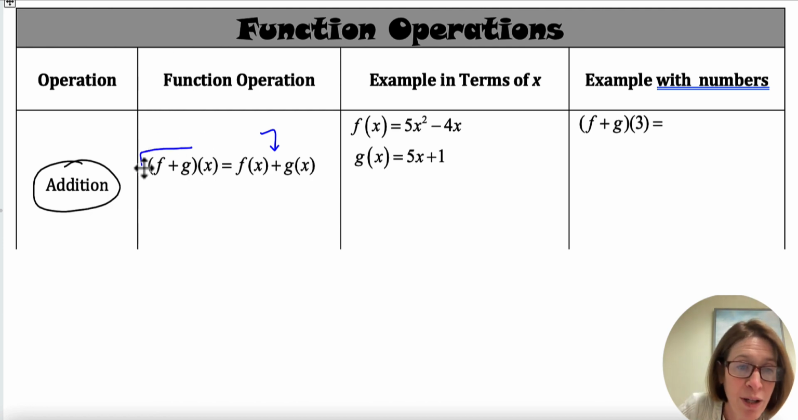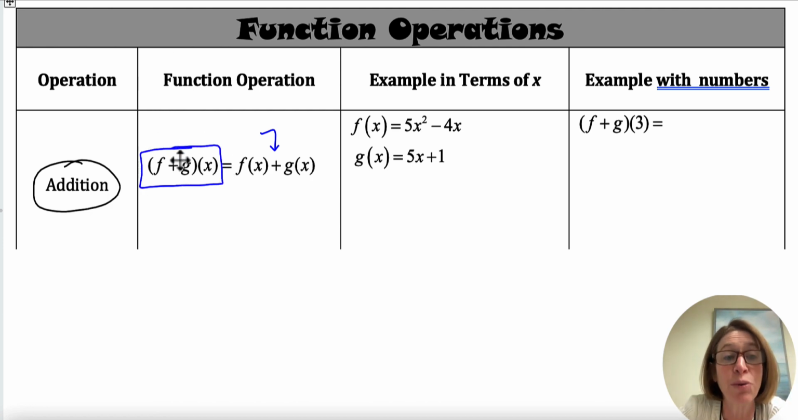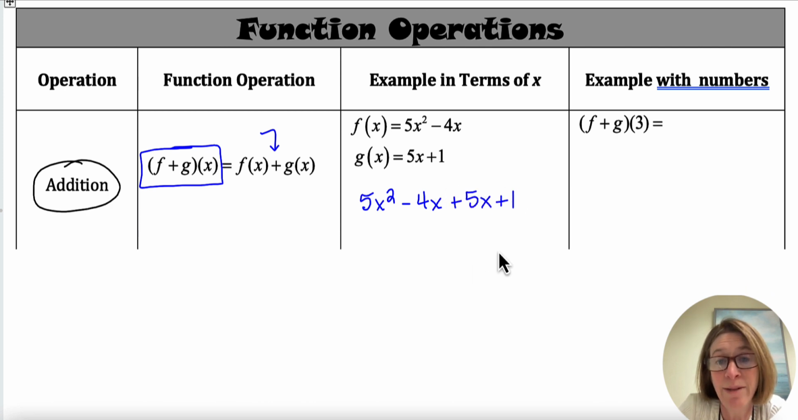But we could actually write it like this, and we normally do. We would say f plus g of x. That's how it's read. All right, so if I want to do it in terms of x, f of x plus g of x, I just add the two functions. So 5x squared minus 4x plus 5x plus 1. And that would give me 5x squared plus x plus 1. And that would be f of x plus g of x, or f plus g of x.